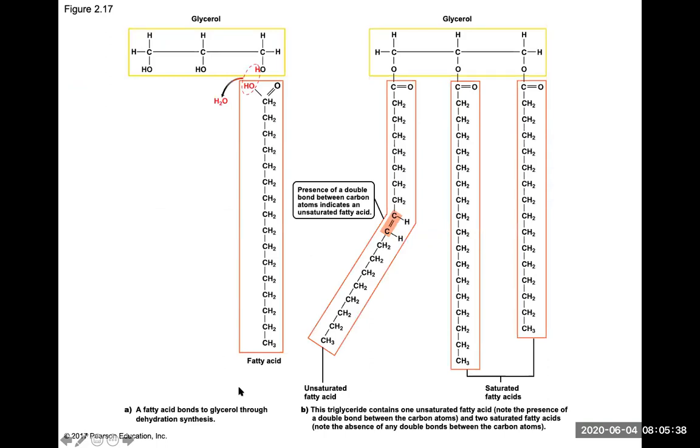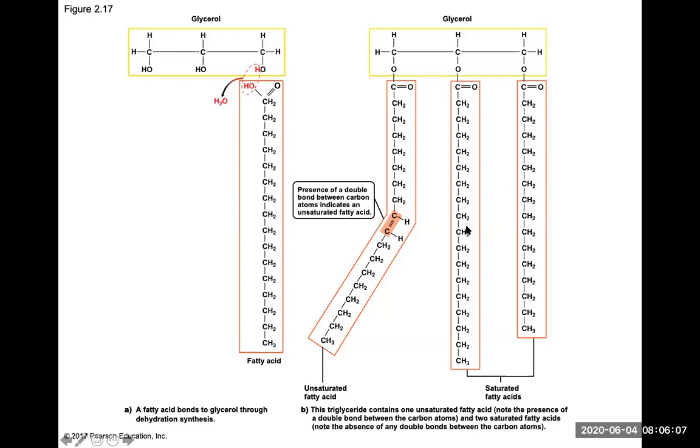Here's a fatty acid bonding to glycerol through dehydration synthesis, where water is taken out. Here's an unsaturated fatty acid, and the presence of a double bond right here between carbon atoms indicates an unsaturated fatty acid. And saturated fatty acids do not have any double bonds. So we call them saturated because they can stack on top of each other more easily.